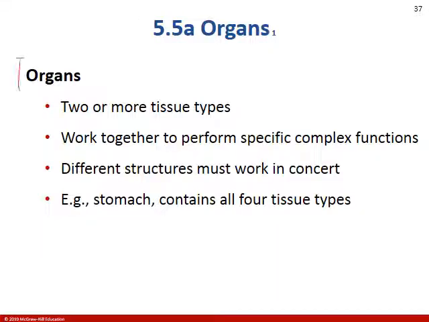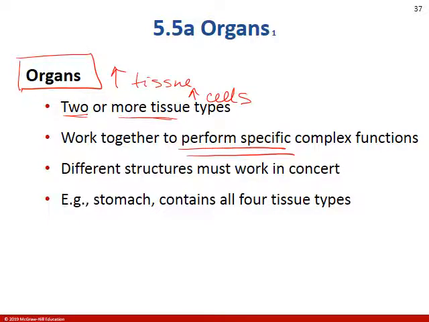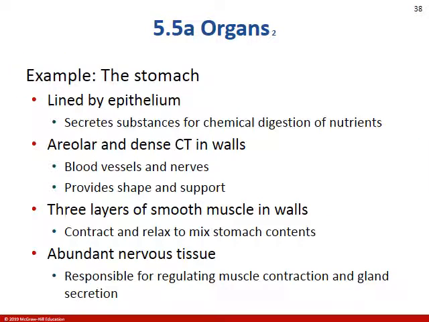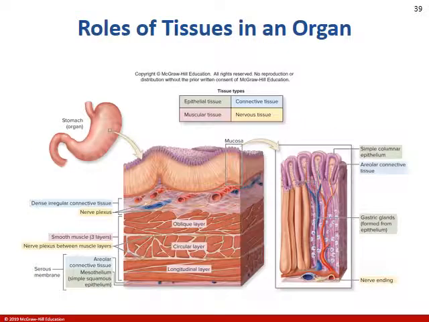Just to drive the point home, when we talk about organs, remember organs are the next level up from tissues. So remember, cells compose tissues, different tissues compose organs. So an organ is two or more tissue types together, and they're working to perform a specific function. This is a nice image for you to see how multiple tissues come together to help an organ fulfill its function. You can see they've color-coded the four major tissue types and then where they're located within the organ, the stomach.